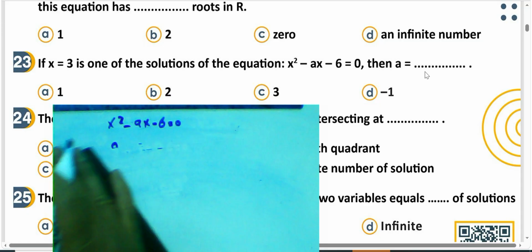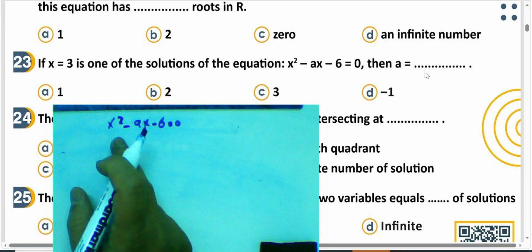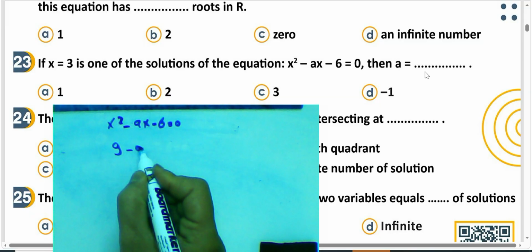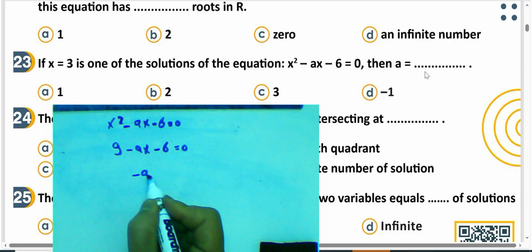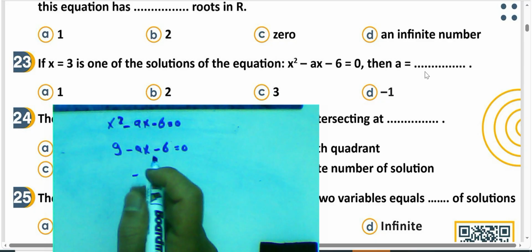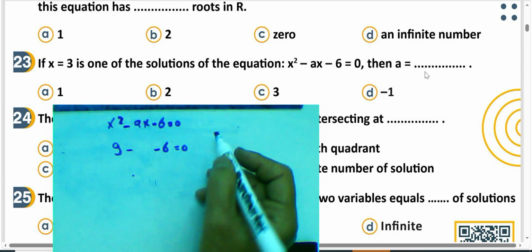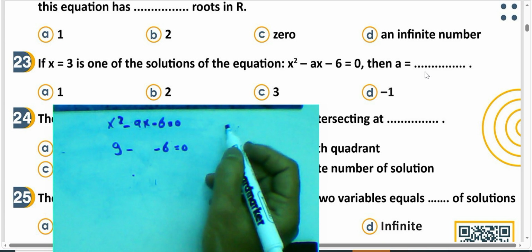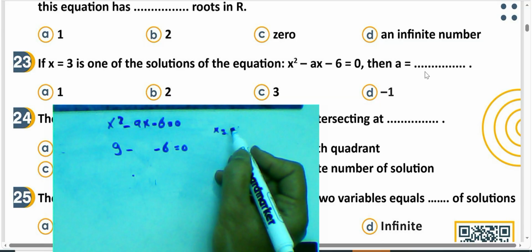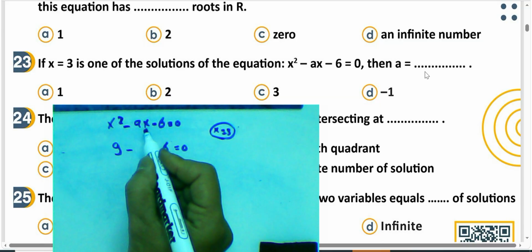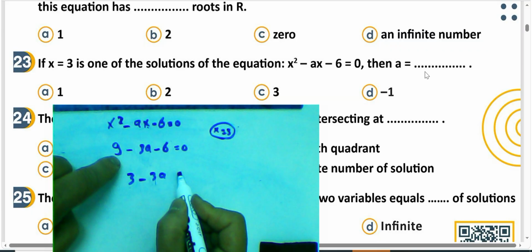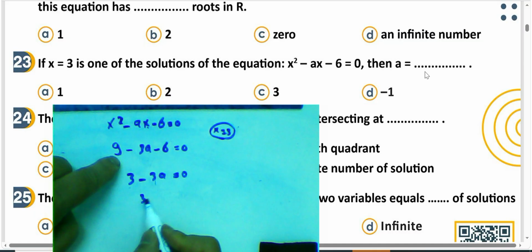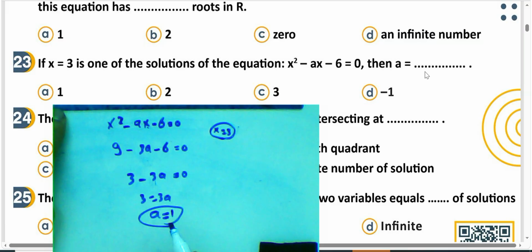Okay, I will explain this example again. This sign was negative. Put the value of x equals 3 here. 3 power 2 is 9. 9 subtract ax minus 6 equals 0. Then 9 minus 6 is 3. Then we have negative ax. What's the value of x? The value of x was 3. Put x equals 3 here: 3 times a equals 3a, and 9 minus 6 is 3. Then 3 minus 3a equals 0. Then the value of a will be what? We have 3 equal to 3a. Then the value of a is 1. The value of a here equals 1. Choose letter A.